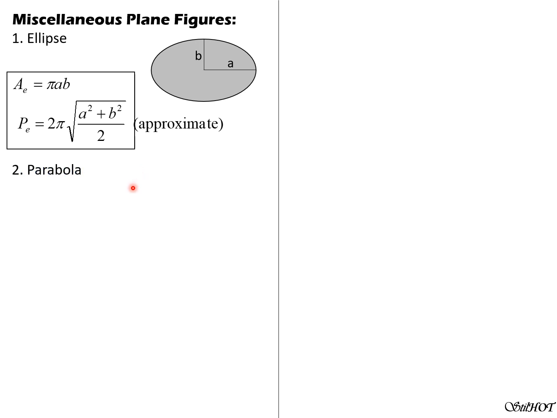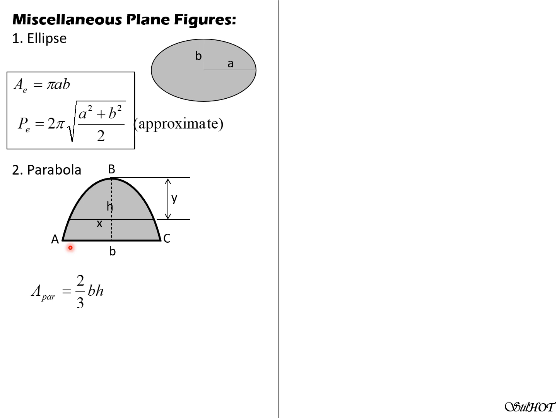Then for the parabola, we know that the area is 2/3 base times height. Also, an important property is the square property of the parabola. That is, y is to x squared equals h is to b squared. So that's called the square property of the parabola. Area of the parabola is 2/3 bh, then the square property of the parabola, y is to x squared, measured from the vertex, equals h is to b squared.